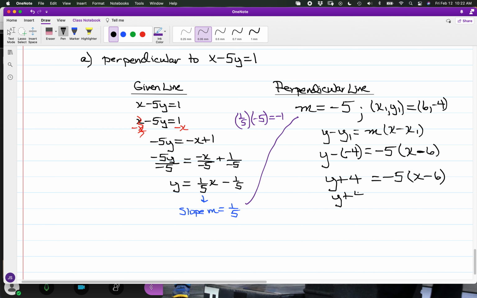Converting in terms of the slope intercept, we're going to have y plus 4. Right hand side we have -5x plus 30. Taking 4 away from both sides, it follows that y is equal to -5x plus 26.